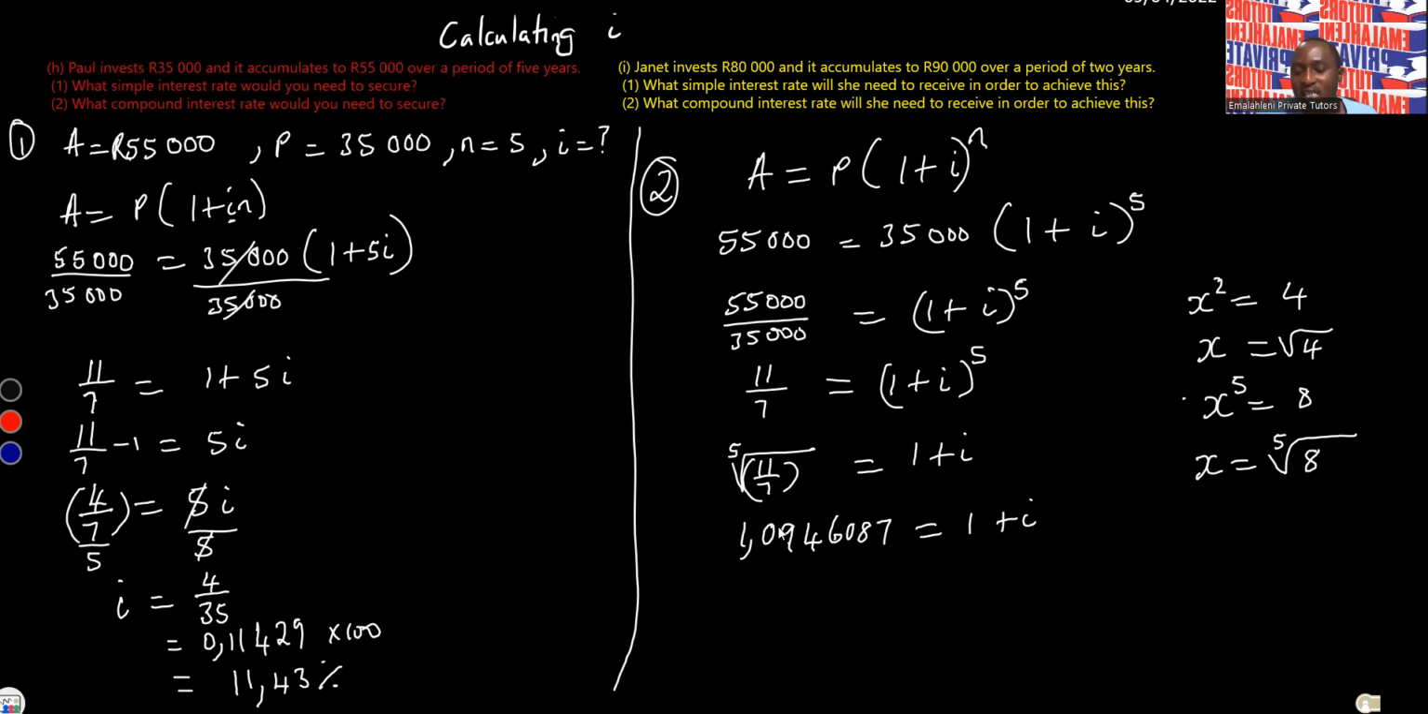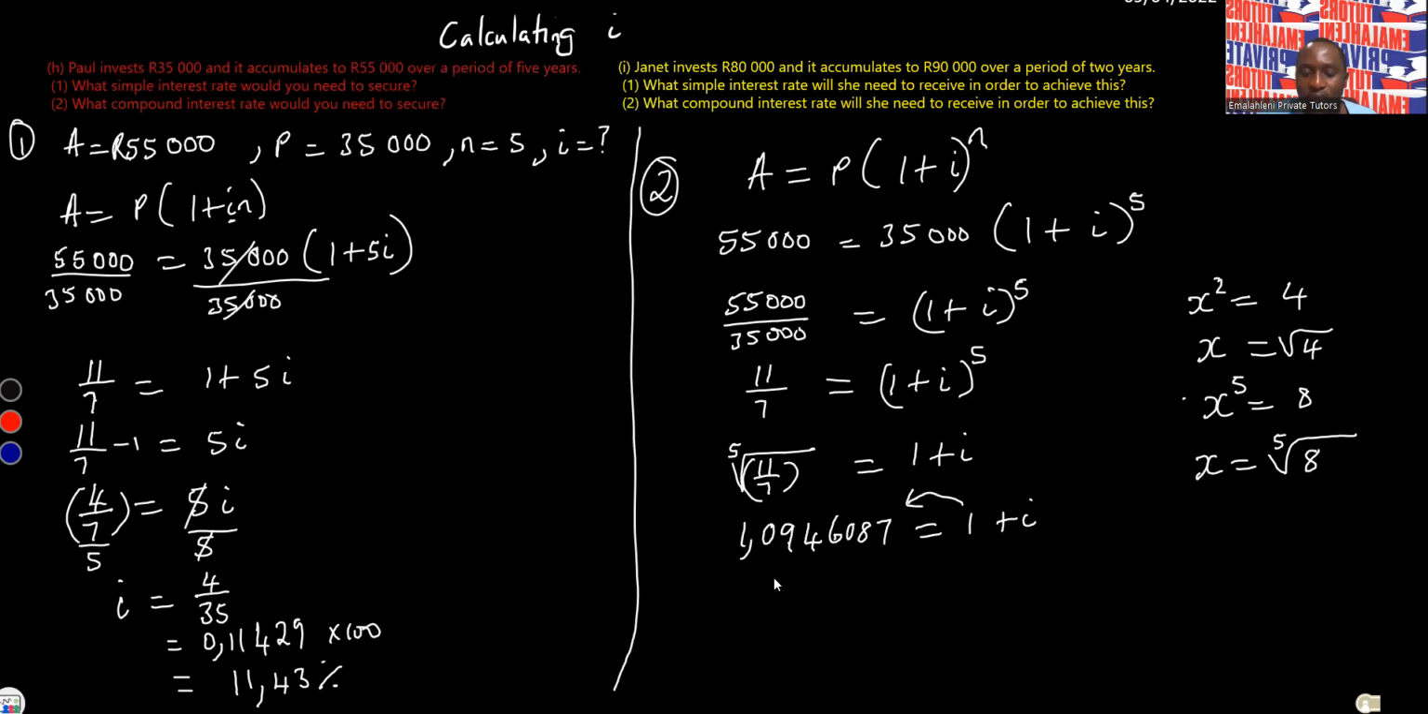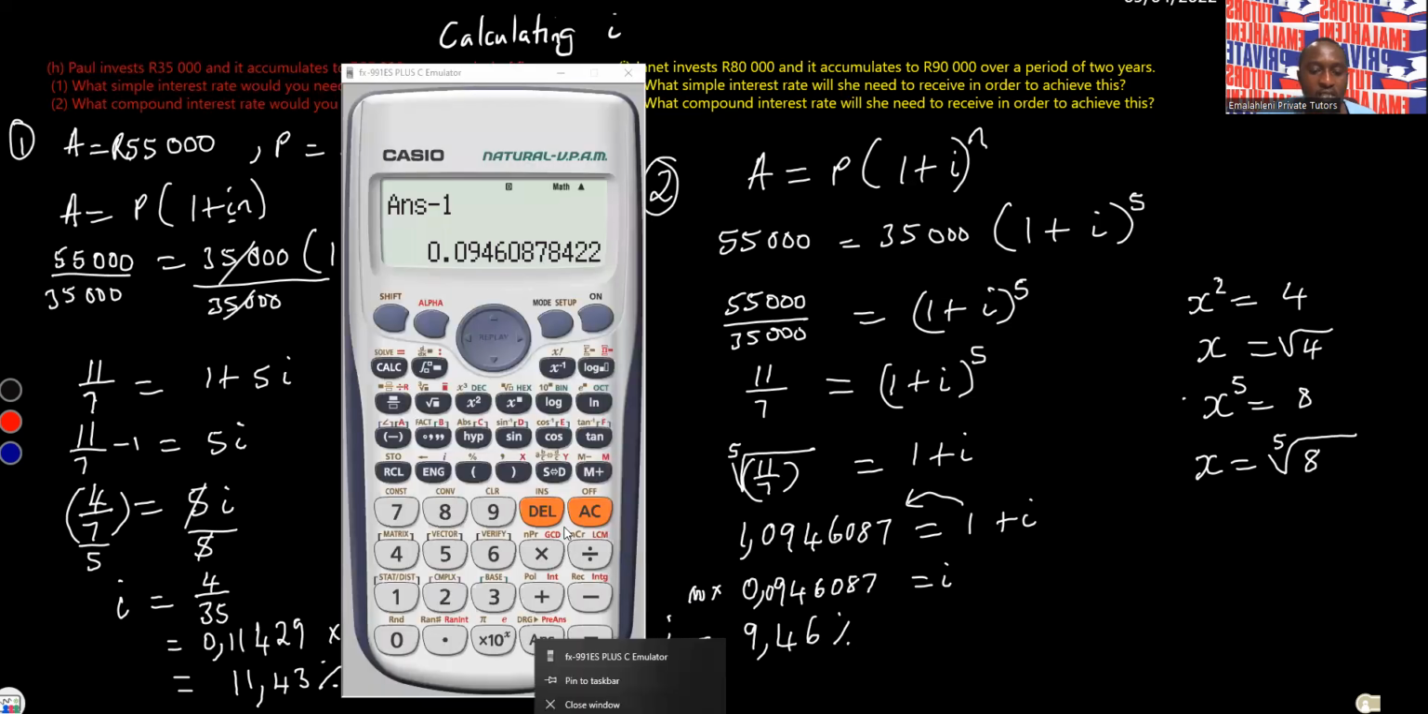Then we take the 1 that side, we're going to subtract that. So we're going to say minus 1. Then what do we get there? Because if 1 goes that side, it's going to be minus. So you're going to have 0,0946. That is our i. Then we multiply it by 100. So if you multiply it by 100, what do we get there? It's going to be 9,46%. That's our i. So our i is 9,46%.